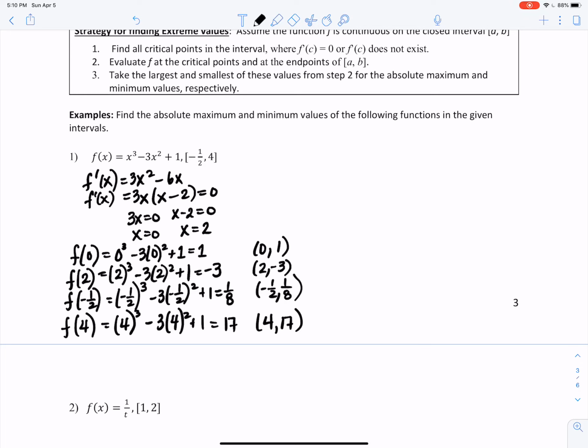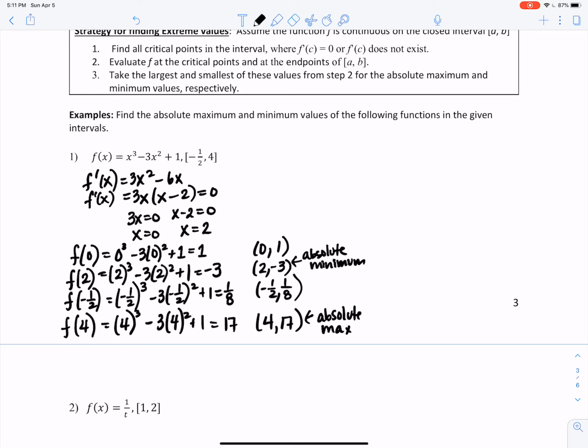So when I look at all of those y values, I can see that 17 is the highest one. This is going to be my absolute maximum. And the lowest y value I have is the negative 3. So this is my absolute minimum.